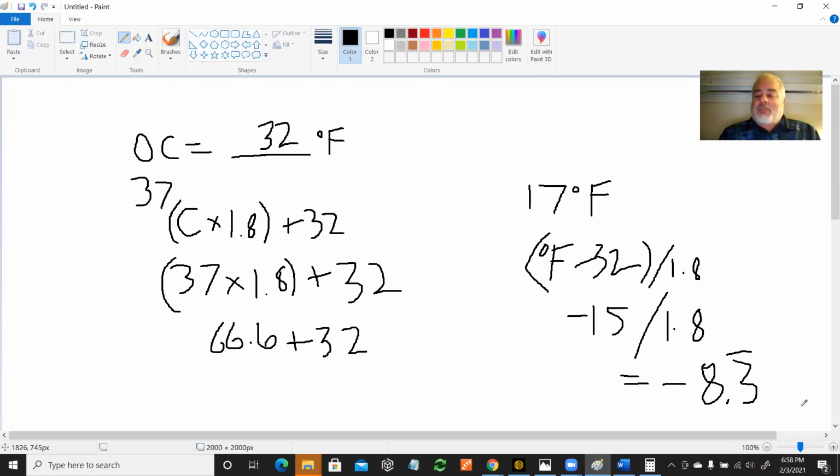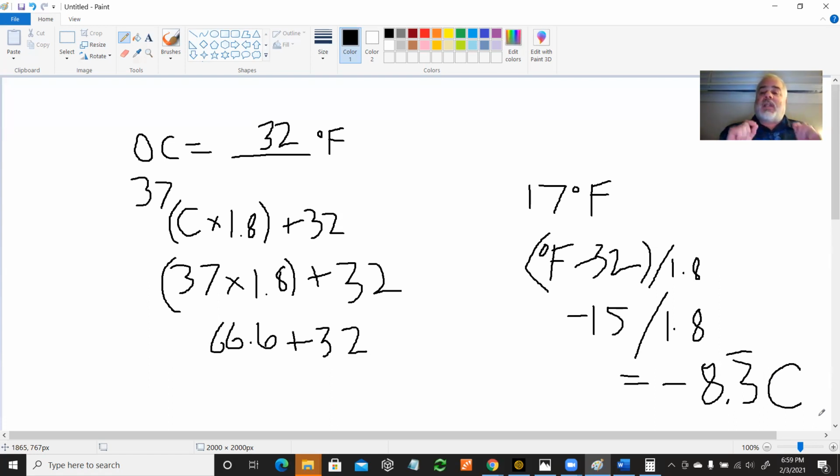But yeah, the answer: 17 degrees Fahrenheit is less than 32 degrees Fahrenheit, which means it's less than freezing, right? And if it's less than freezing, you're going to end up with a negative number, negative 8.3 centigrade, or degrees Celsius. All right.